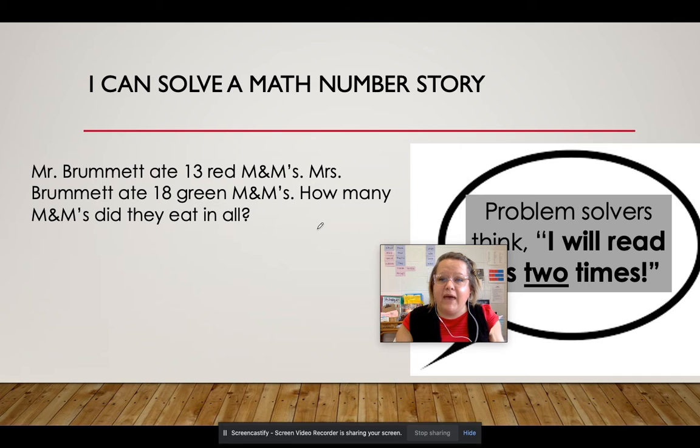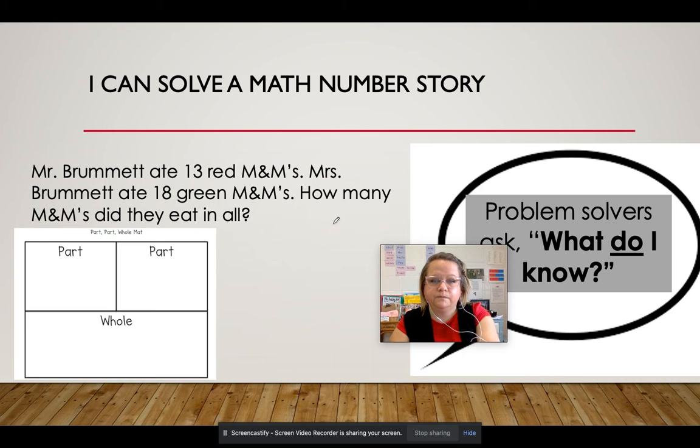I can solve a math number story. Problem solvers think, I will read this 2 times. Mr. Brummett ate 13 red M&Ms. Mrs. Brummett ate 18 green M&Ms. How many M&Ms did they eat in all? I'll read it again. Mr. Brummett ate 13 red M&Ms. Mrs. Brummett ate 18 green M&Ms. How many M&Ms did they eat in all?